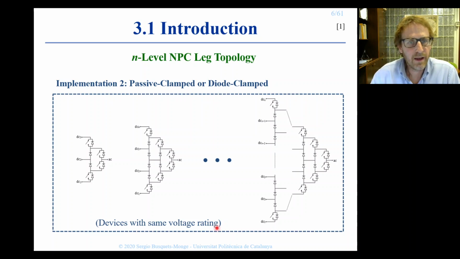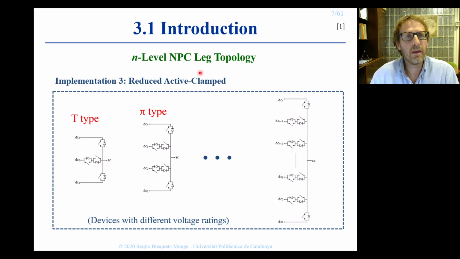If we want to simplify the topology by reducing the number of devices, we can combine some of them and use switches and diodes with higher voltage rating. This is what we do in the reduced active clamp version of the topology, where we basically combine several active switches into others that have higher voltage rating. And this way we reach the T-type topology at 3 levels, the pi-type topology at 4 levels, and so on. But the price we pay for reducing the number of components is that we need to use different voltage ratings for the different devices.